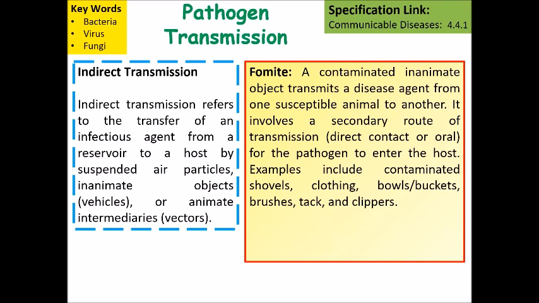A contaminated inanimate object that transmits a disease agent from one susceptible animal to another is referred to as a fomite. It involves a secondary route of transmission for the pathogen to enter the host. Examples include contaminated shovels, clothing, bowls, buckets, brushes, clippers, all manner of things.